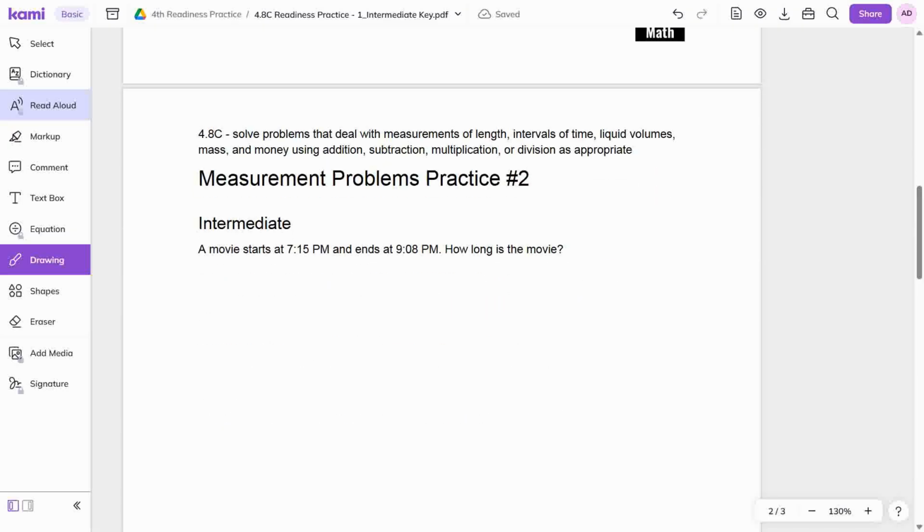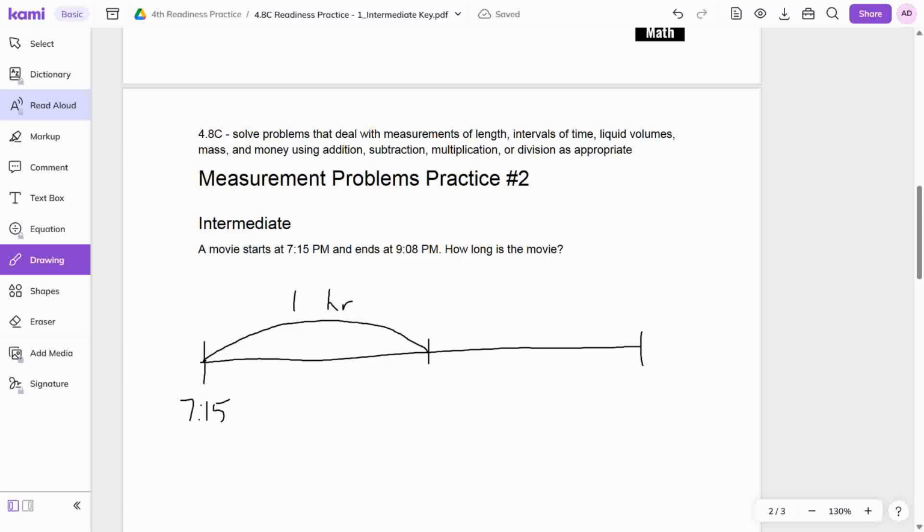All right, for our second problem, it's a time interval problem. So we're going to start a movie at 7:15 and it ends at 9:08. Now, there's a few different ways to solve this. I like to solve it using a number line like this. Okay, so I'm going to start at 7:15. What I want to do is take big hour-long jumps if I can. So 1 hour is going to be 8:15.